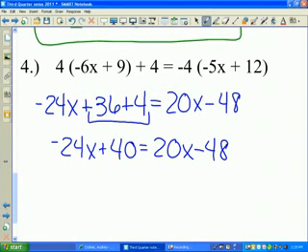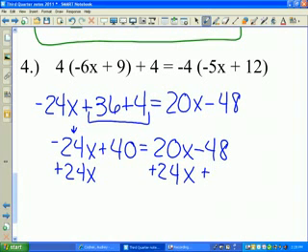Want to get my x's. It doesn't matter which side you put your x's on, as long as all your x's are on one side of the equal sign and all your numbers on the other side of the equal sign. So if I wanted to do that, let me say if I put my x's on the right hand side. So that means this negative 24x, I need to change to a positive 24x. So that means I'm adding 24x to both sides. So if I'm saying I want my x's on the right-hand side, that means these numbers need to go onto the left-hand side. So I'm going to add 48 to both sides.